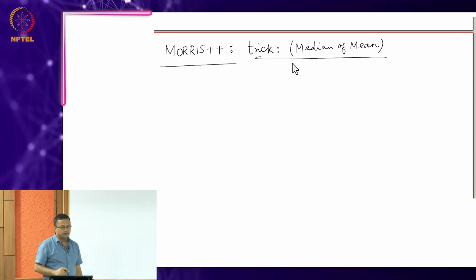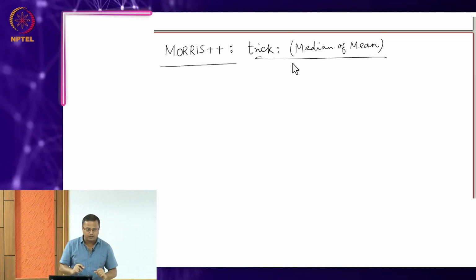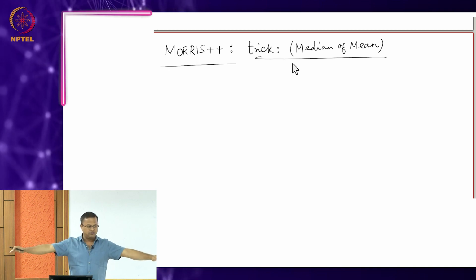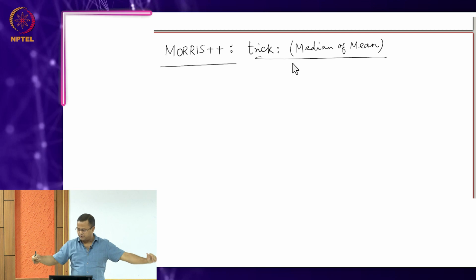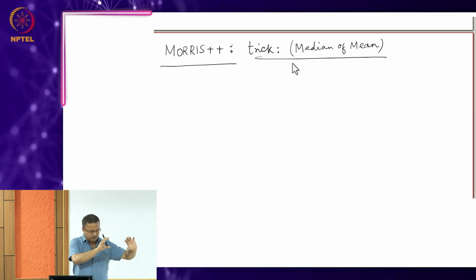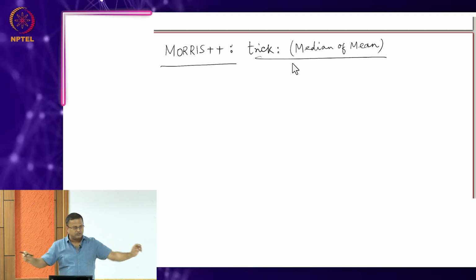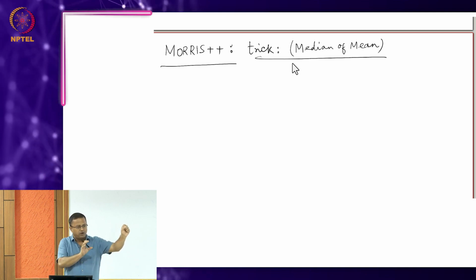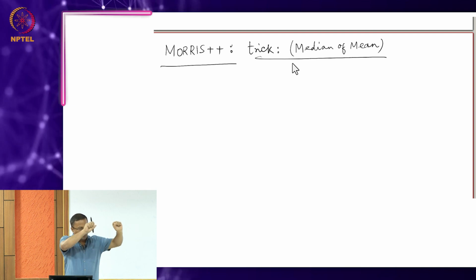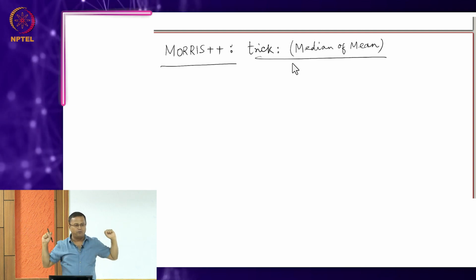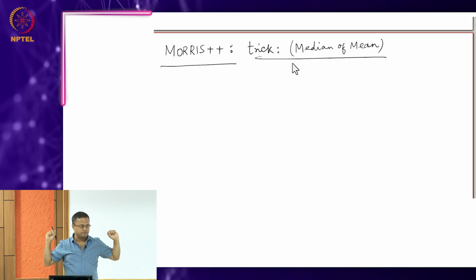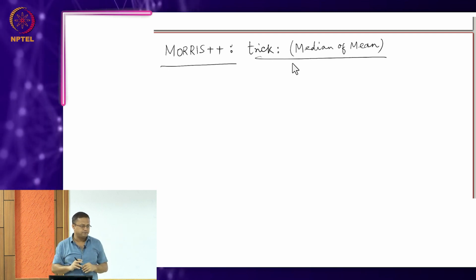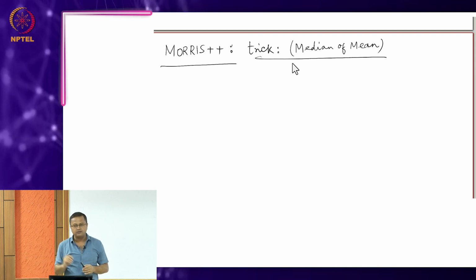Now think of the following thing, in a kind of pyramidal structure. The stream is coming. I had a bunch of Morrises, and S of them give me a Morris plus. So what I will now do is run multiple instances of Morris plus, say T many instances, take their median, and then argue via Chernoff.